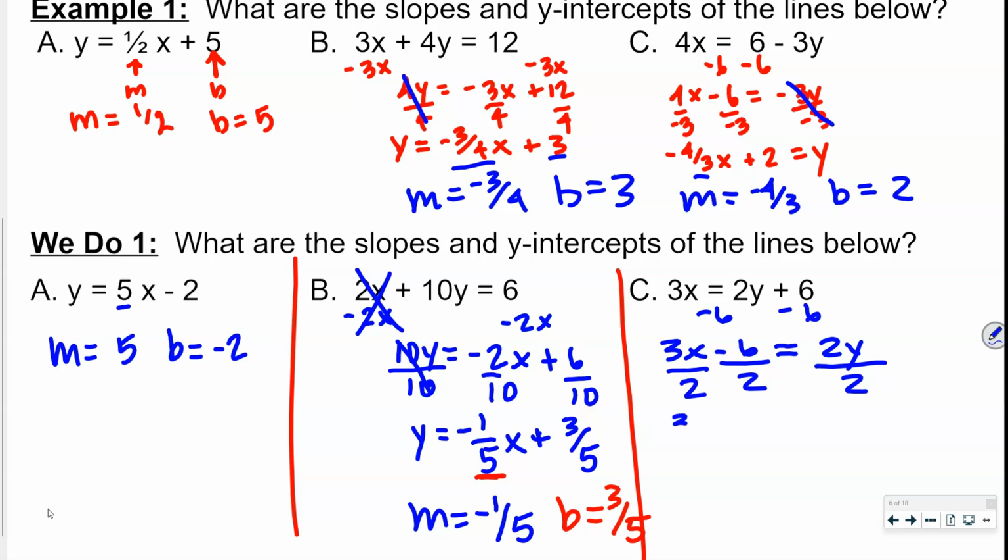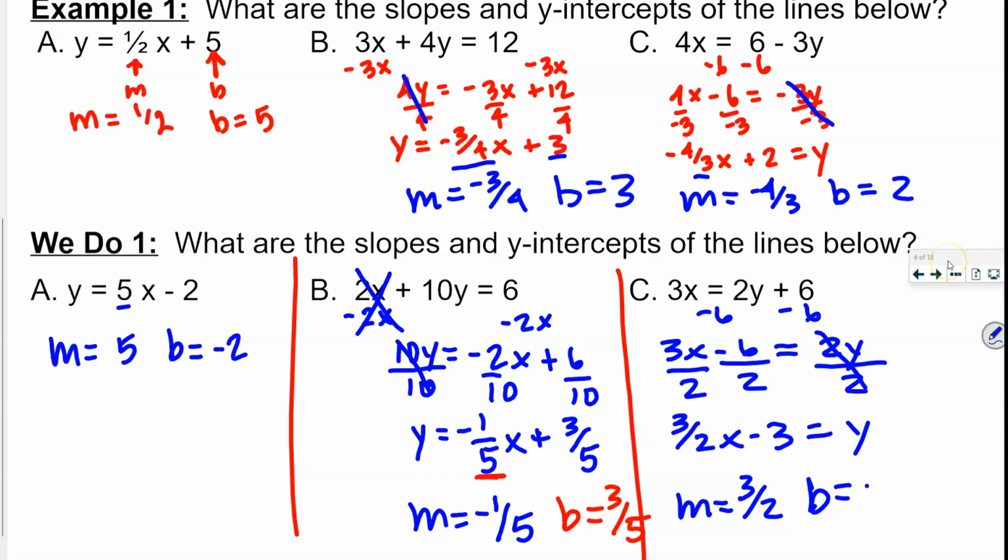So this is going to be 3/2 x. Negative 6 divided by positive 2. Remember, if a negative is divided by a positive, it's going to be negative. Okay, so this is going to be minus 3. And again, those 2's canceled out, so that's our y. So our m here is going to be 3/2. And our b here is our constant, and it's going to be negative 3.